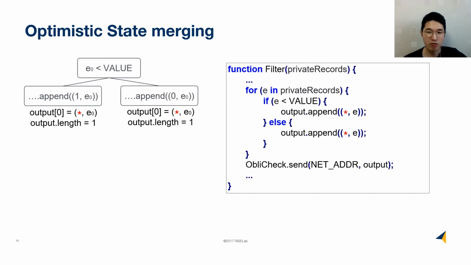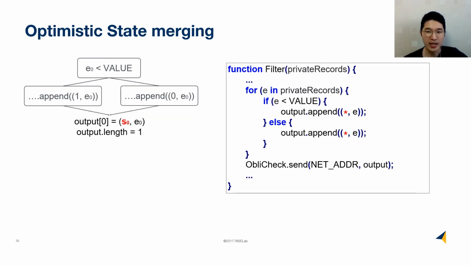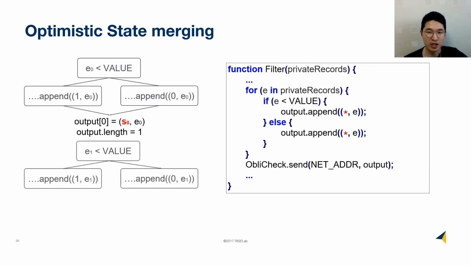To implement this, we make ObliCheck introduce a new unconstrained symbolic variable which can be an arbitrary value. We call it S0 in this example. Now the output 0 has the same value in both paths, so we can merge the two states completely. Now in the second iteration, we only have one merged path or state. It again diverges when the engine encounters this branch. But ObliCheck applies the same optimistic state merging process and merges the states. Now the number of states stays linear.